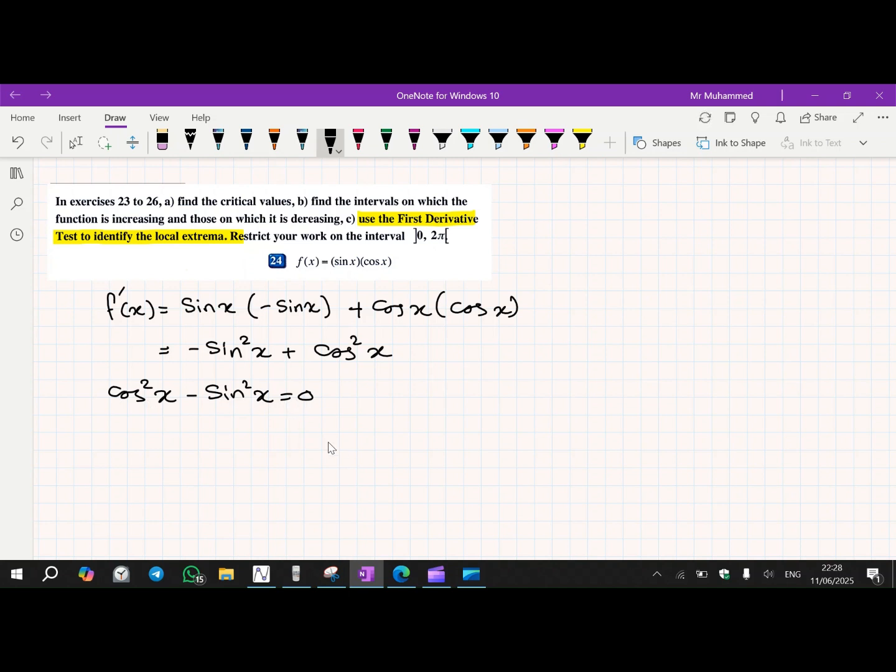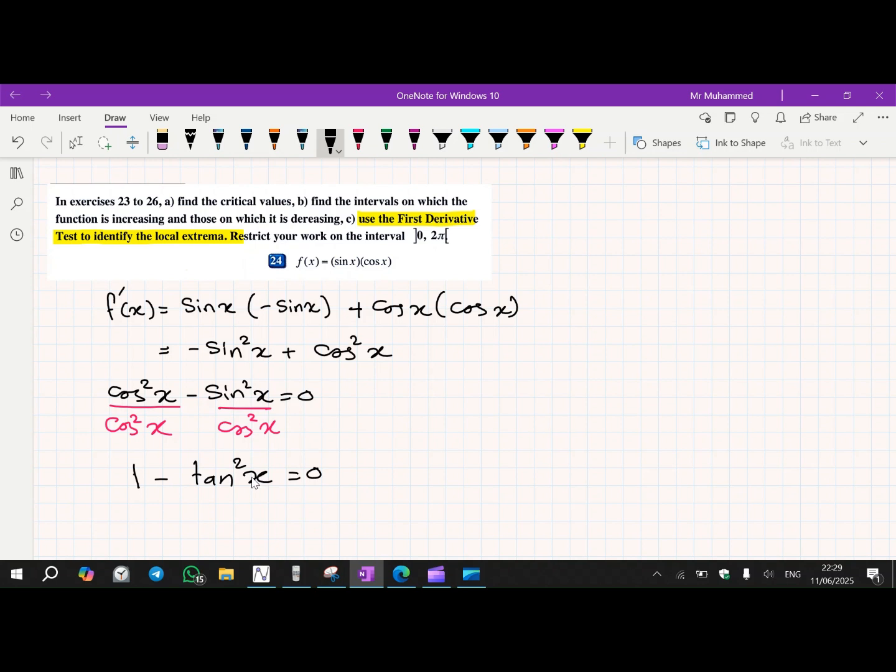For situations like this, divide everything by cosine squared. Why do I do this? Because sine over cosine will be tan, and cosine over cosine will be 1, which is good. Over cosine squared x equal to 0. 0 divided by cosine squared is still 0. Now let's continue. This will be 1 minus sine over cosine, which is tan. Each of sine and cosine is squared, so the tan is squared, equal to 0. Now I need to solve this.